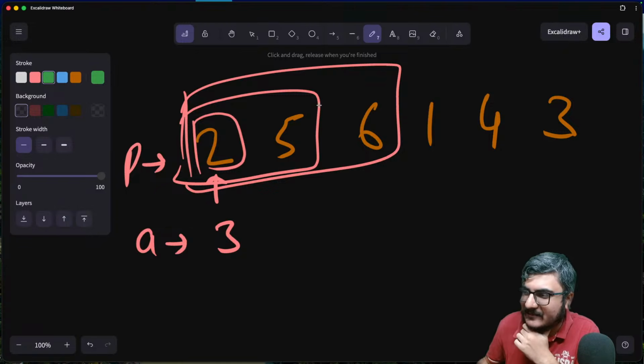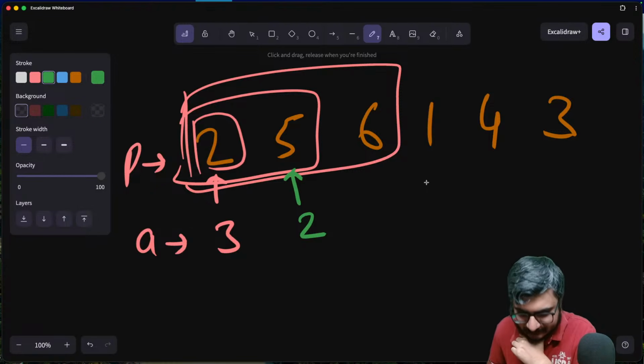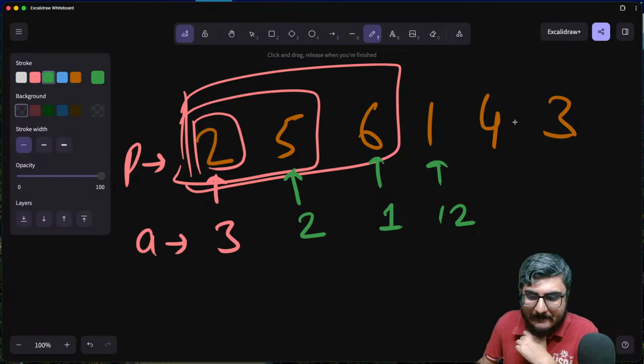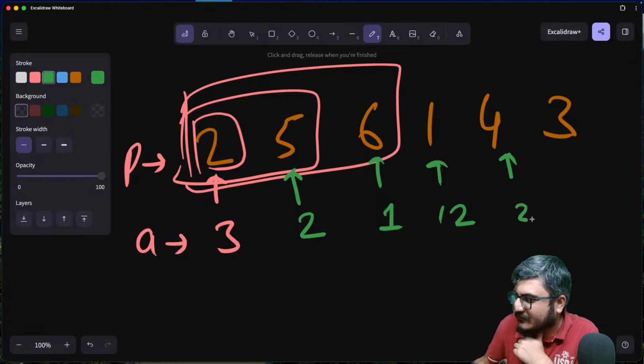Now let's count how many subarrays have minimum element equal to 5. We are not doing the math, I am simply saying the count is 2. Now, how many subarrays of this set have minimum element 6? This would be only this one. How many subarrays have minimum element equal to 1? That count is actually 12 here. How many subarrays have minimum element equal to 4? That would be 2. How many have minimum element equal to 3? That would be 2 or something like that.